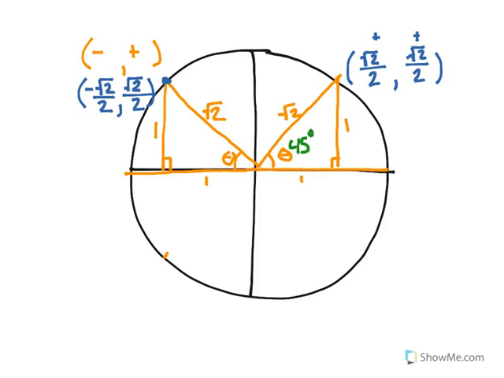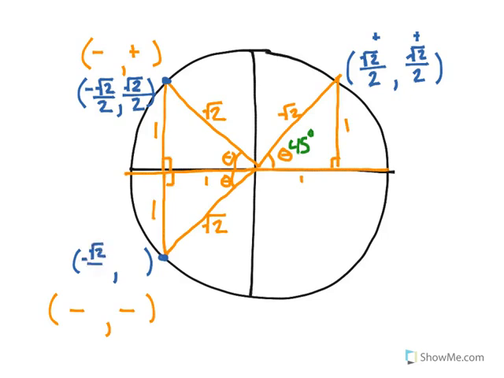All right, down to the third quadrant. We are going to go halfway down, connect it, and drop it. Right angle, theta, 1, 1, root 2. And in the third quadrant, my cosine values are negative, and so are my sine values. So we're going to get our coordinate for this point, which is going to be negative root 2 over 2 and negative root 2 over 2.